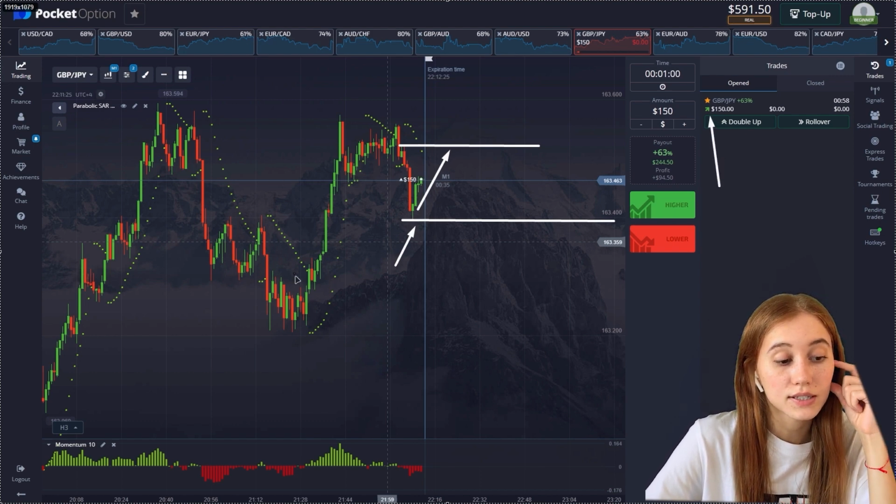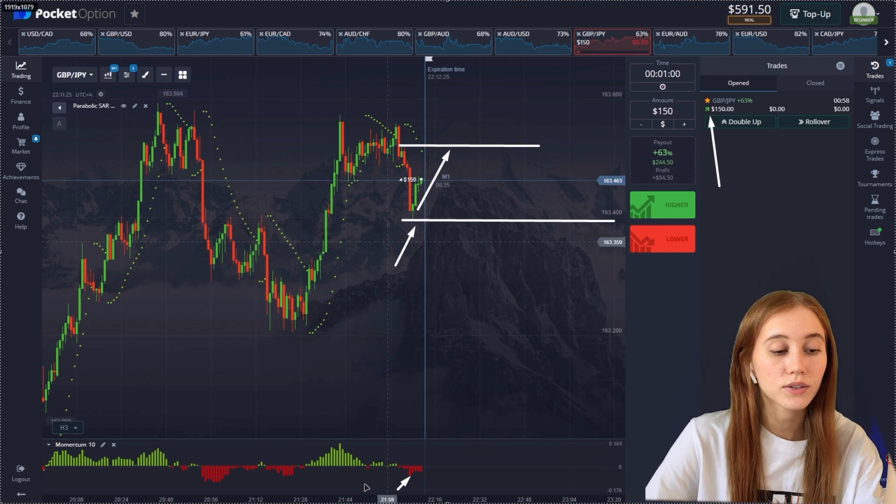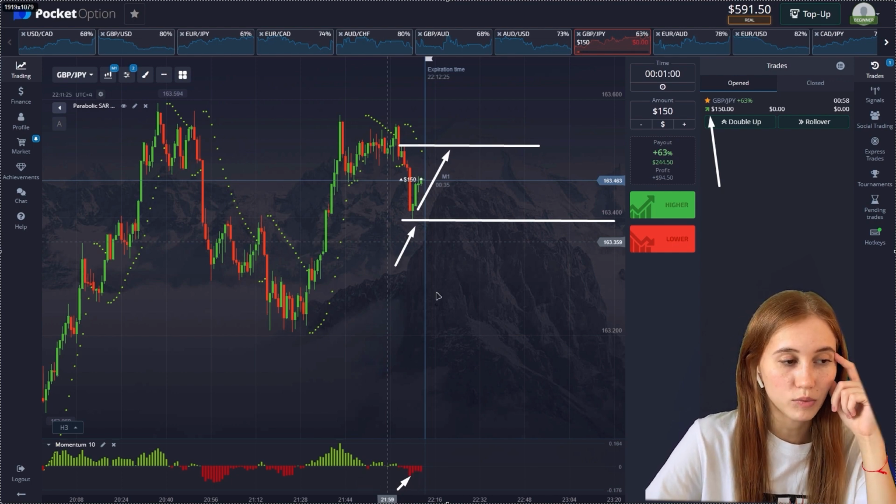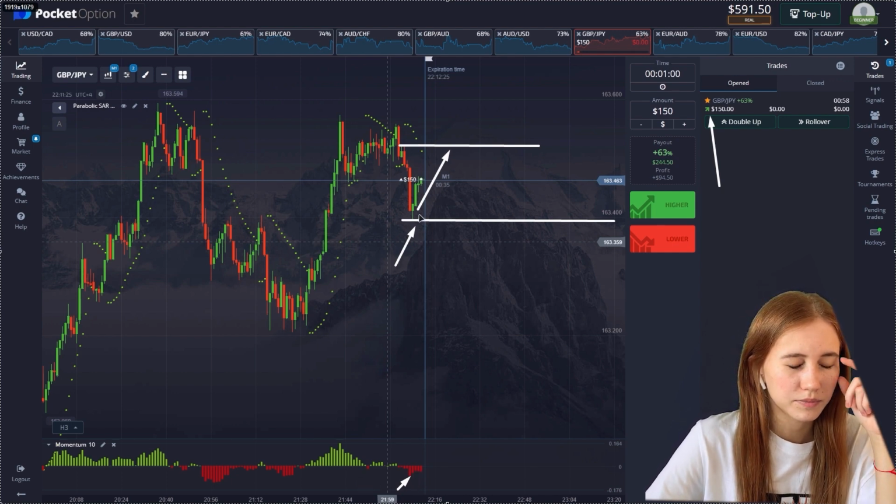Also, if you look at the second indicator, there's a slight uncertainty in the red bars. That is, in our case, they are decreasing and showing the same rollback upward. Let's see.